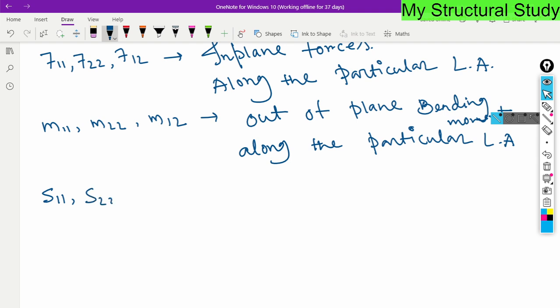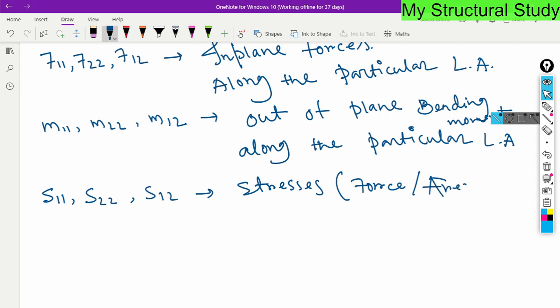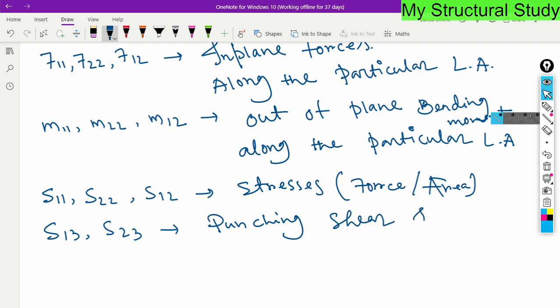S11, S22, S12, these are the stresses. Stresses means force per area along particular local axis. S13, S23, punching shear stress, V13, V23 punching shear force.